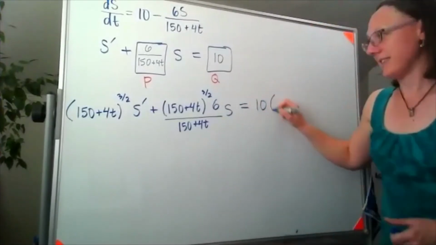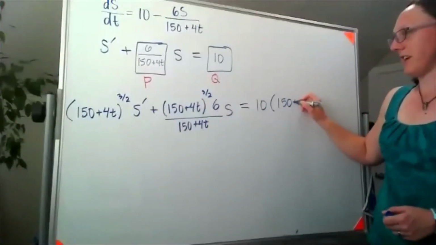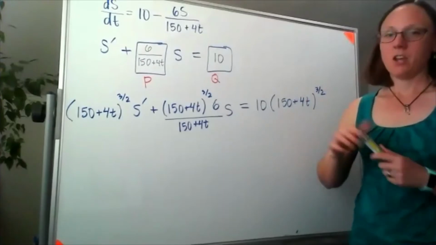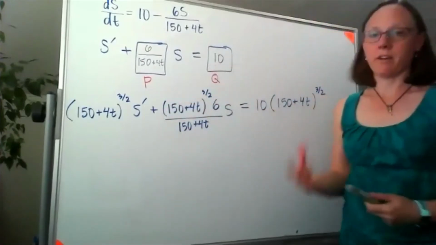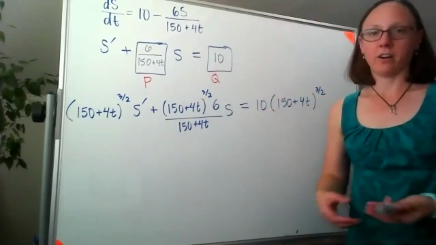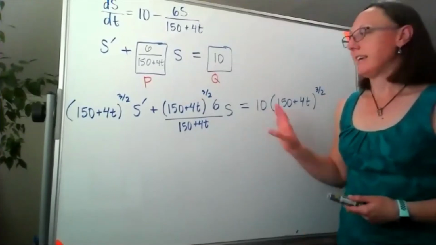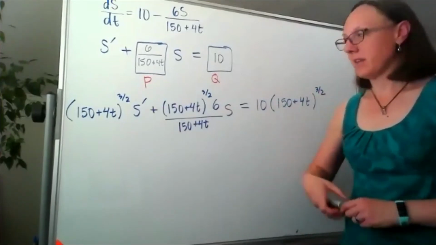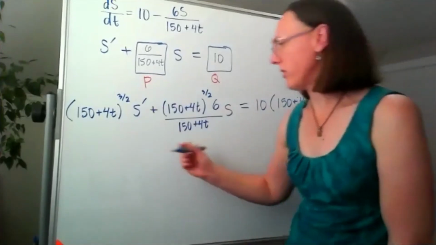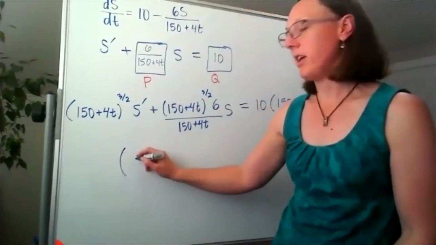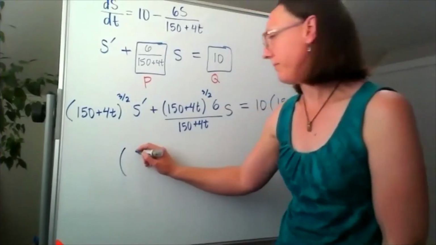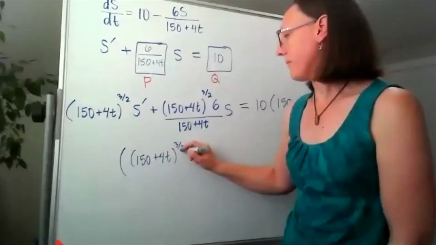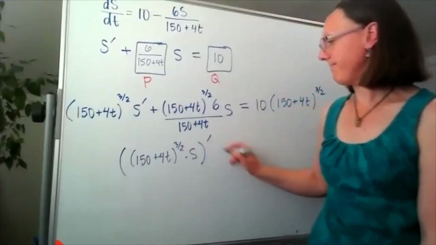Equals 10 times 150 plus 4t to the 3 halves power. On the left-hand side, the whole point of using this first order linear integrating factors method is that what we see on this side should be a product rule. And it should always work out to be the product of that integrating factor, or mu, times s.